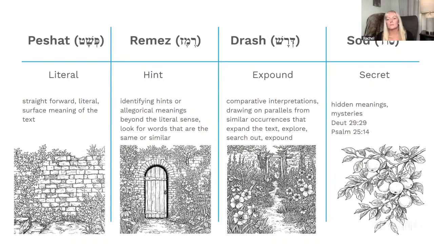And then the last one, Sod, is more like the secret or hidden meaning. I was relating it to being up close to a piece of fruit or a tree. You get to really be right there with it and know what's happening. There were two verses, in Deuteronomy and Psalms, that I just came across that I thought were great for this. I'll read them quickly in relation to secrets. Deuteronomy 29 says, "The secret things belong unto the Lord our God, but those things which are revealed belong unto us and to our children forever, that we may do all the words of this law."